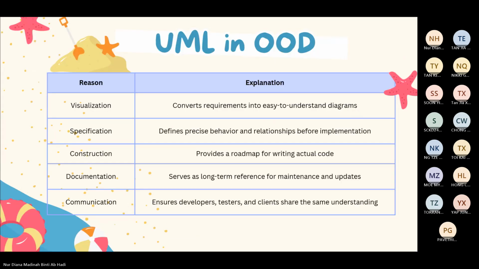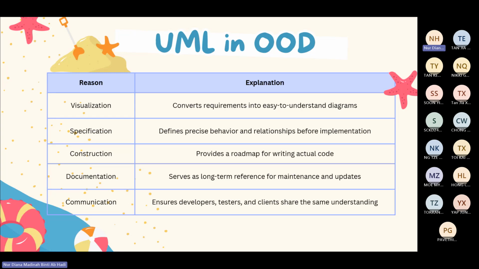Now, why do we need to have UML in object-oriented development? What is the reason? The first one is visualization: to convert your textual requirements into an easy-to-understand diagram. Because some people, when they read, get confused. But when you convert them into a diagram or drawings, it will be easy for you to understand.